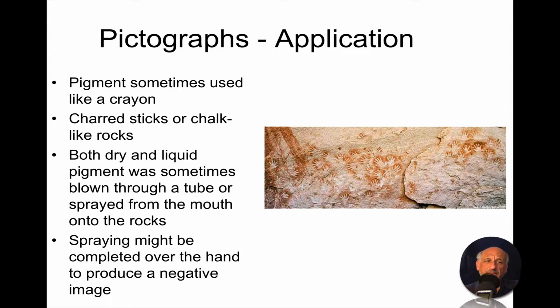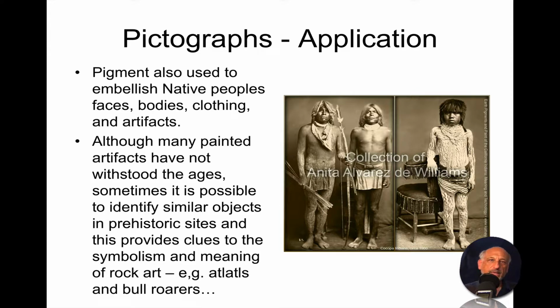The pigments were sometimes used like a crayon, a charred stick, or chalk-like rocks used to draw. We use both dry and liquid pigment. Sometimes it's blown through a tube or sprayed from the mouth. Spraying can be done completely over the hand to produce that negative image that you see in some of the images that accompany this PowerPoint. Pigments are also used by native people to embellish themselves on their faces, on their body, clothing, and artifacts.